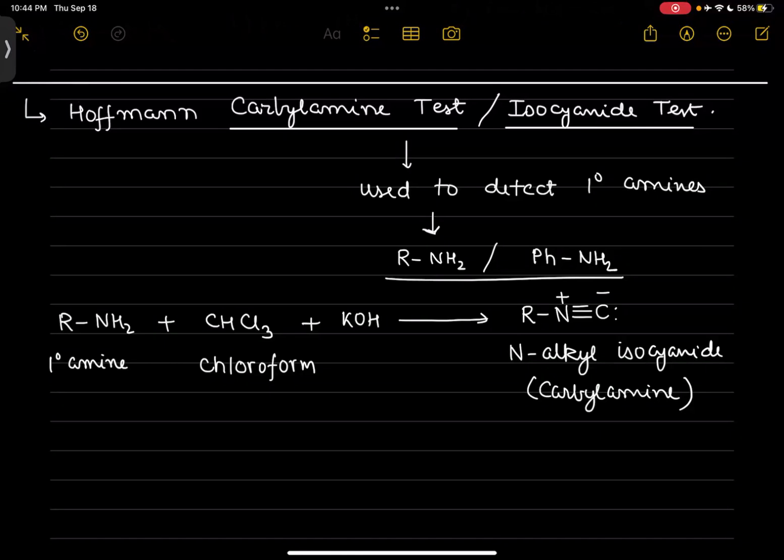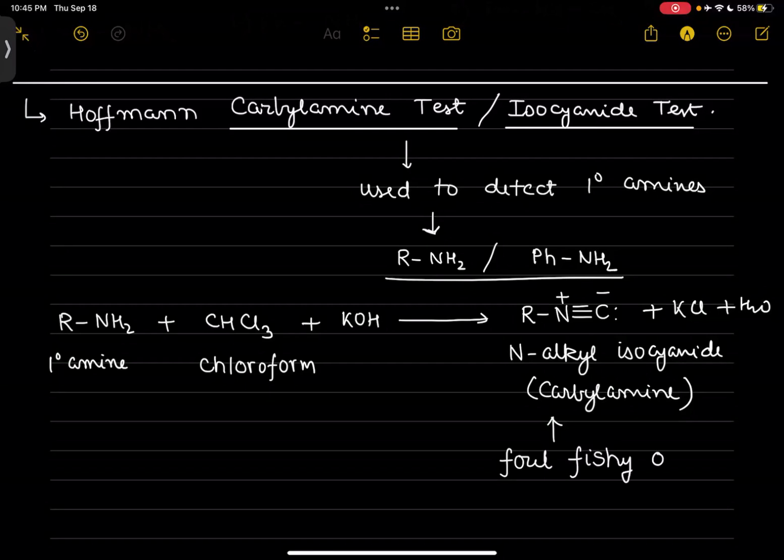Got it? Is it clear or not? Yes, sir. So you end up with KCl. This forms a salt. And what is the characteristic of this isocyanide? This isocyanide has a foul, fishy odor.